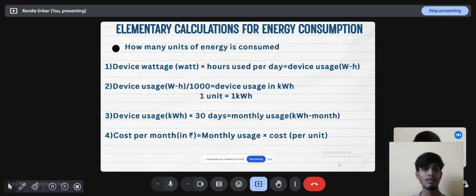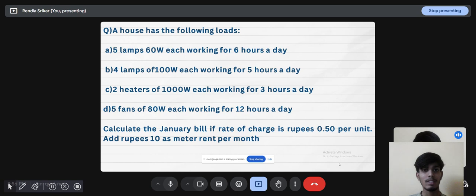Then next, let's move on to the second topic, which is elementary calculations for energy consumption. Here we will be calculating how many units of energy are consumed. In this kind of numericals, different appliances will be given, the wattage will be given, and the total hours consumed will be given. We will calculate the total wattage and how much electricity is consumed at the end of the month. Yeah, so let's move on to the first one.